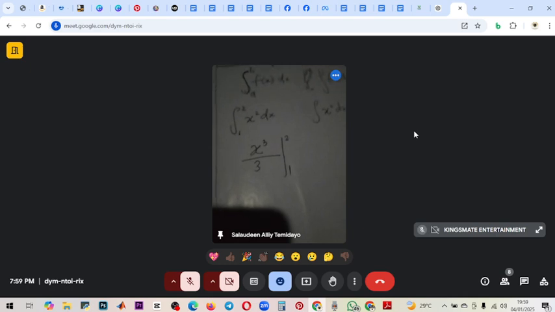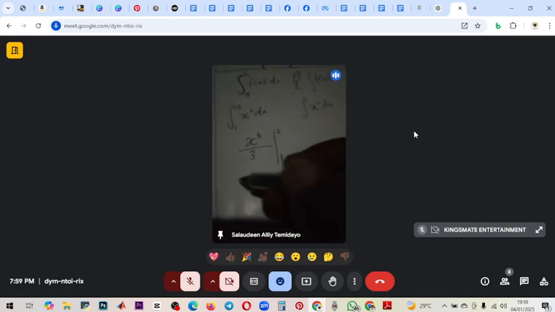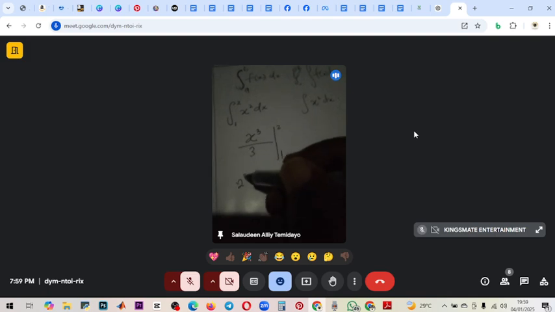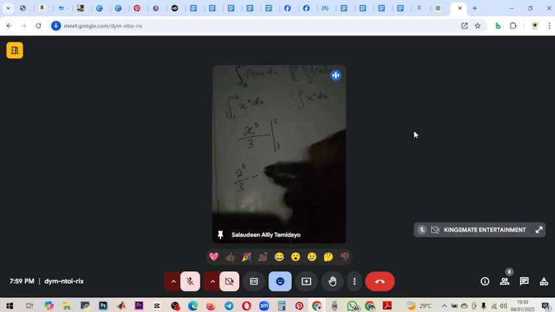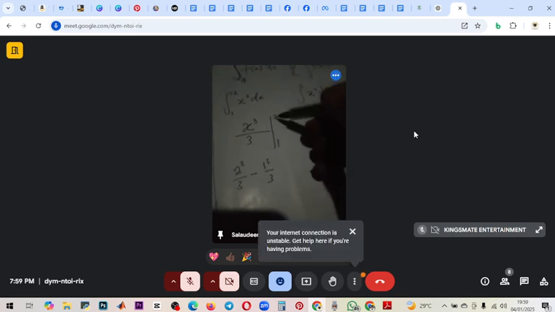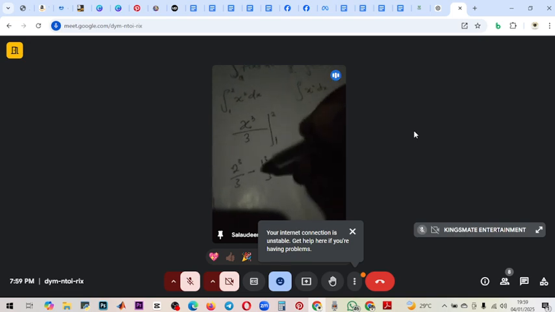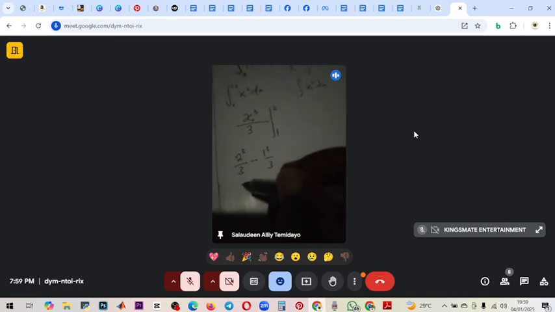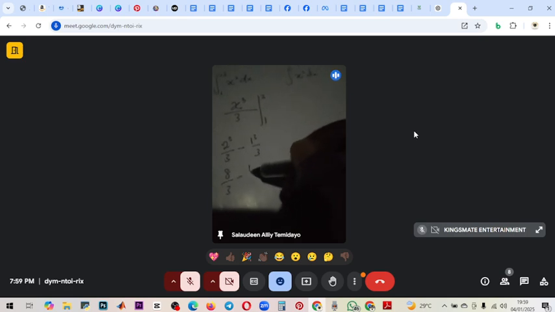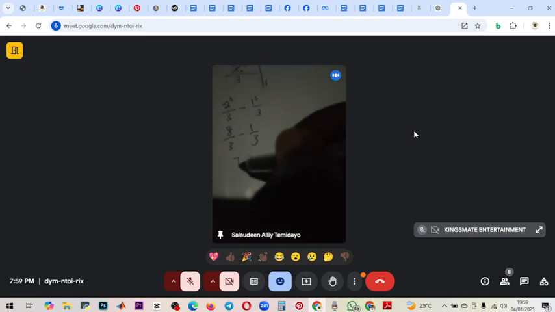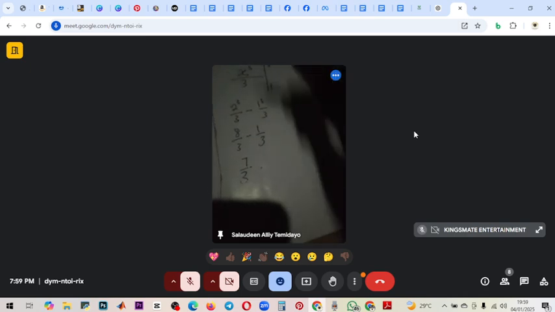Now to finish it, I will now do 2, because it is between 1 and 2, right? So 2 raised to power 3 over 3 minus 1 raised to power 3 over 3. Look at what I'm doing. I first used x as 2 and I subtracted x as 1 from it. So this is now 2 raised to power 3, 8 over 3, minus 1 raised to power 3, 1 over 3. So this is 7 all over 3.